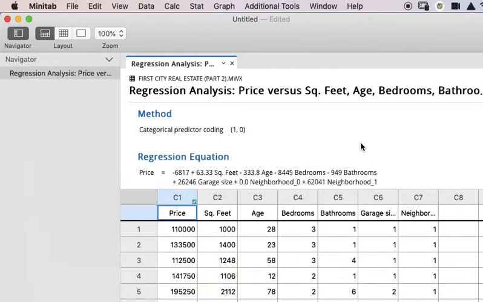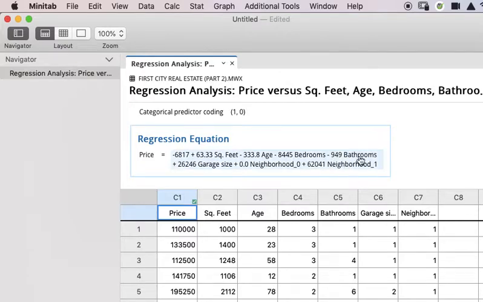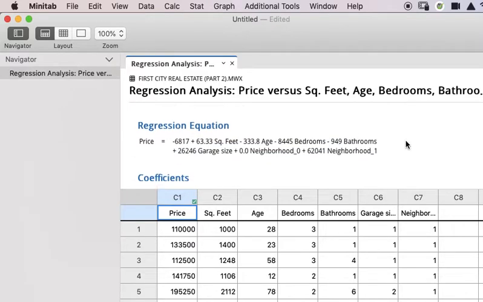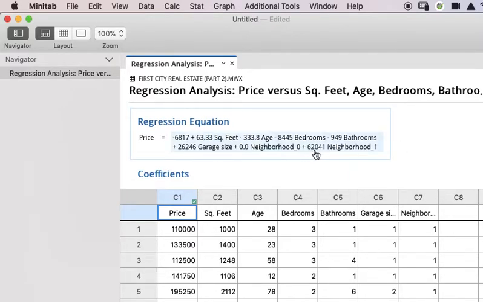So here are my results. I have my regression equation here. The way that Minitab does the regression equations is it's going to put a 0 times whichever one you have entered as 0. So you're just going to ignore that in your equation. But I have the rest of my new regression equation here. Notice that the slope coefficient of neighborhood 1 is 62,041. So what that's telling us is that the houses in the neighborhood are going to sell for a price on average that is $62,000 more than they would if they were not in the neighborhood.